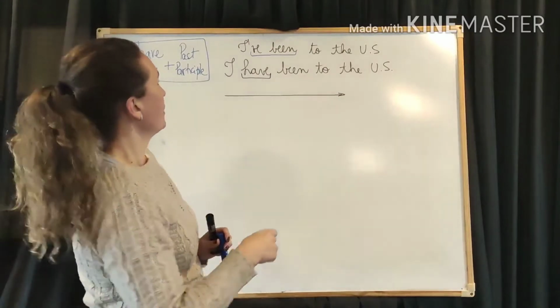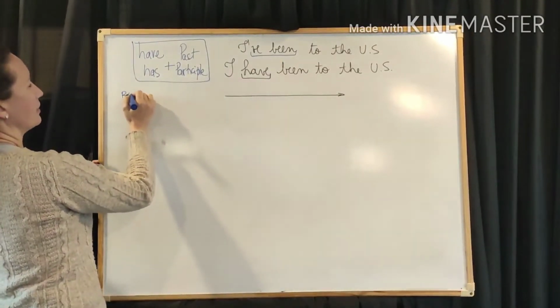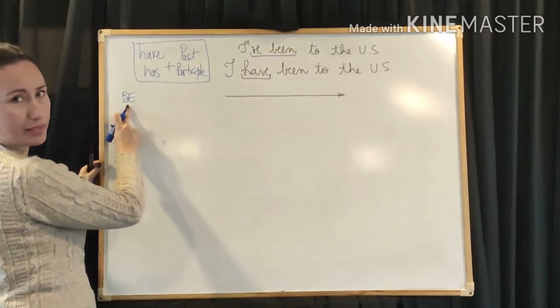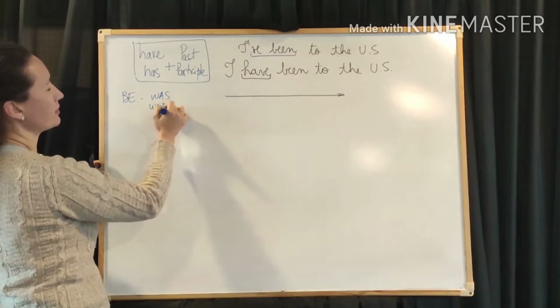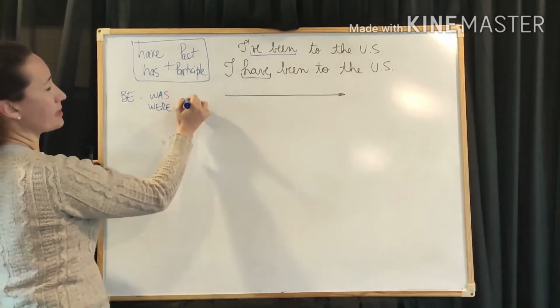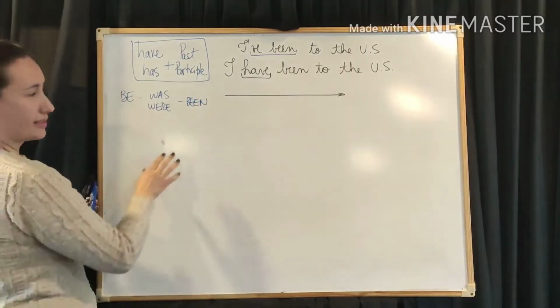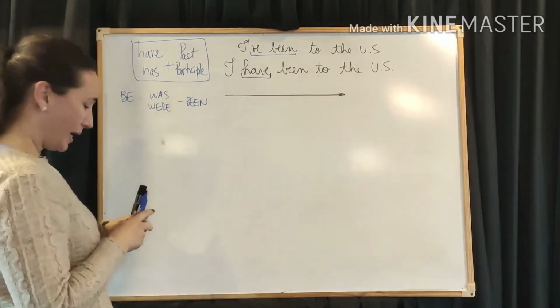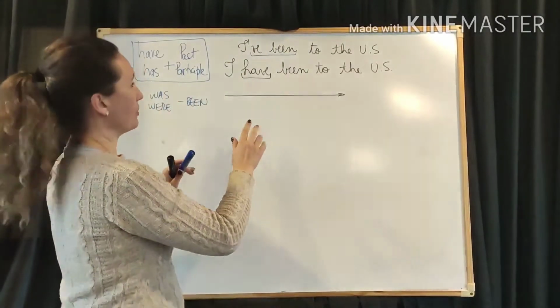Clear? So, verb to be, for example, okay, in the present, am, is, or are. In the past, was or were. And in the past participle, be. Okay? This is an irregular verb, okay? So, let's return here to our timeline.